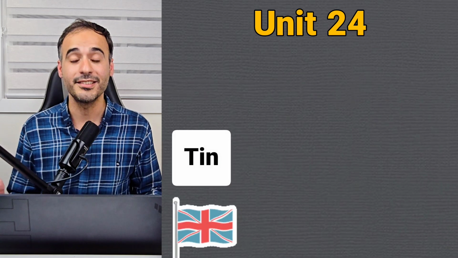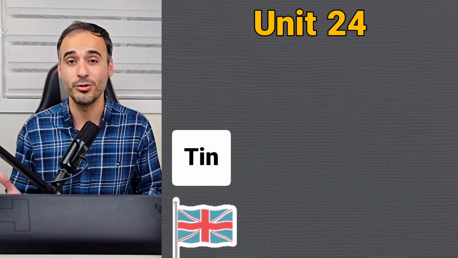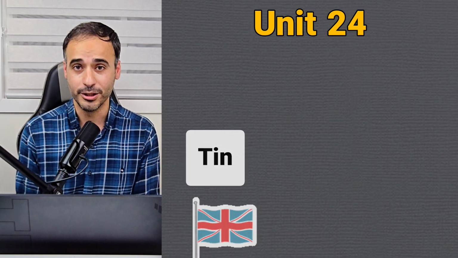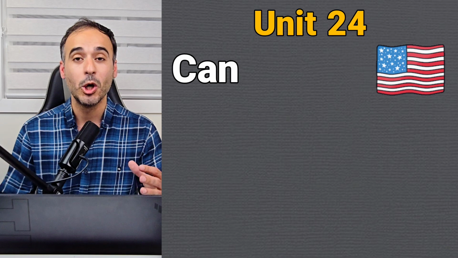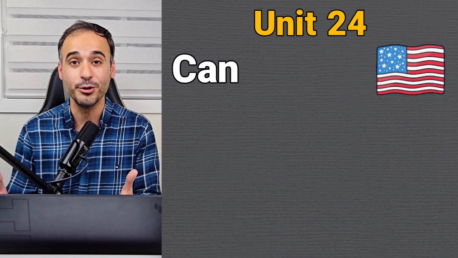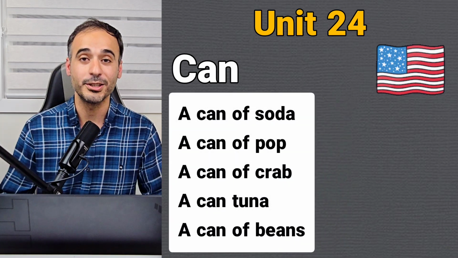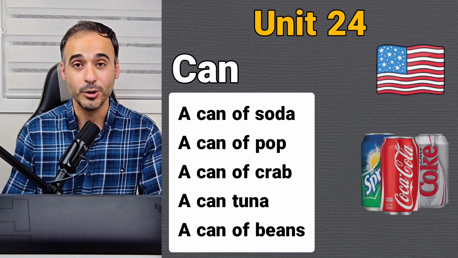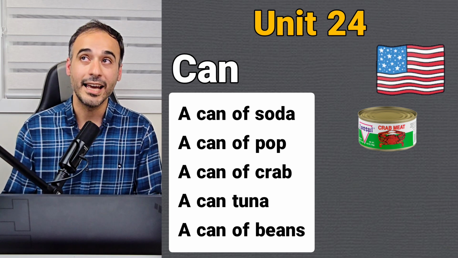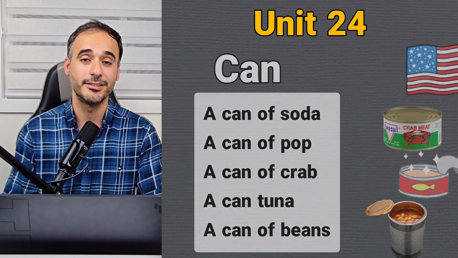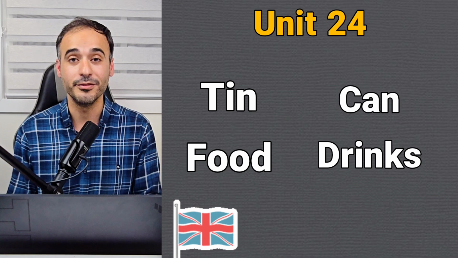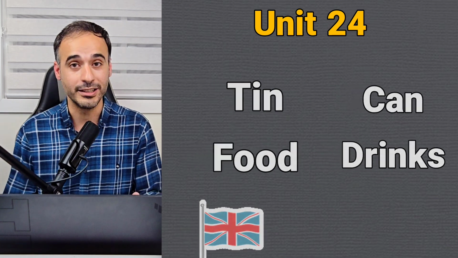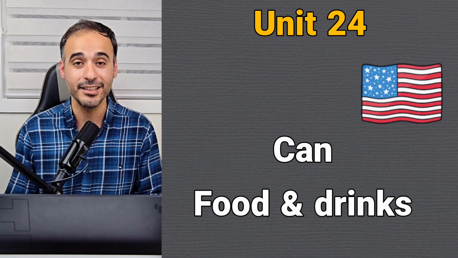Now you remember I said tin is a British word and it's used for foods. What about an equivalent for tin in American English? It's interesting because in American English, we use can both for food and drinks. So in American English, I can say a can of soda, a can of pop, or I can say a can of crab, a can of tuna, or a can of beans. So one more time. In British English, we use a tin for food and we use can for drinks. In American English, we use can for both.